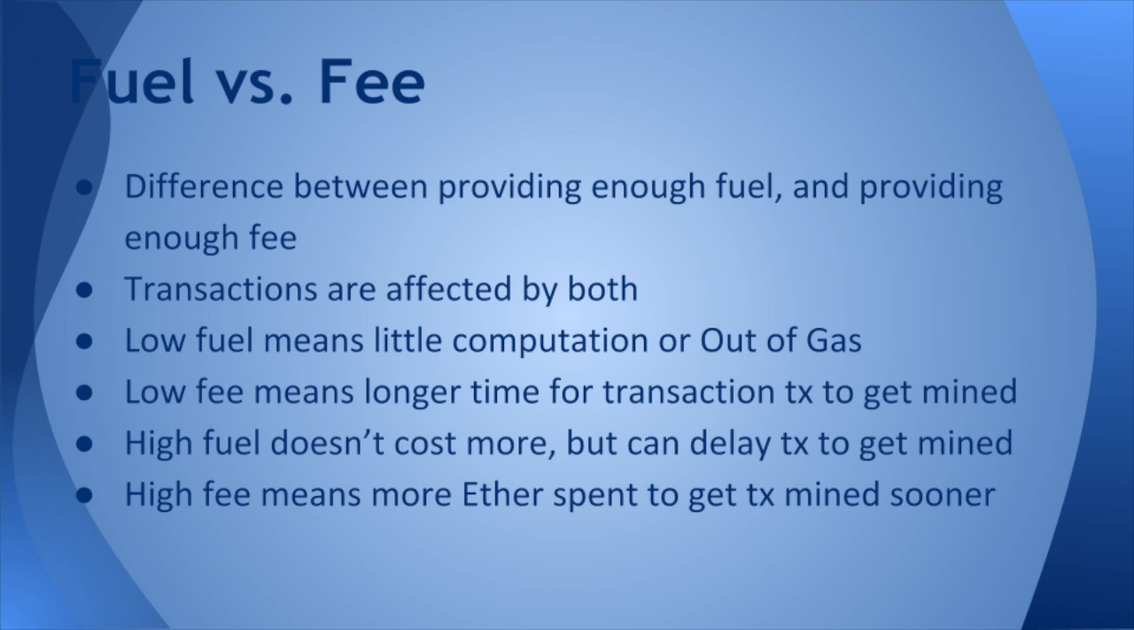So there's a difference between a transaction providing enough fuel and a transaction providing enough fee. And transactions are affected by both. So if you provide low fuel, that means that your transaction is only going to be doing a little amount of computation, or it's going to run out of gas. Now let's say you provide a sufficient amount of fuel, but if you provide a low fee, then this means that a miner might not process it immediately. So it could take time before your transaction gets written to the blockchain.